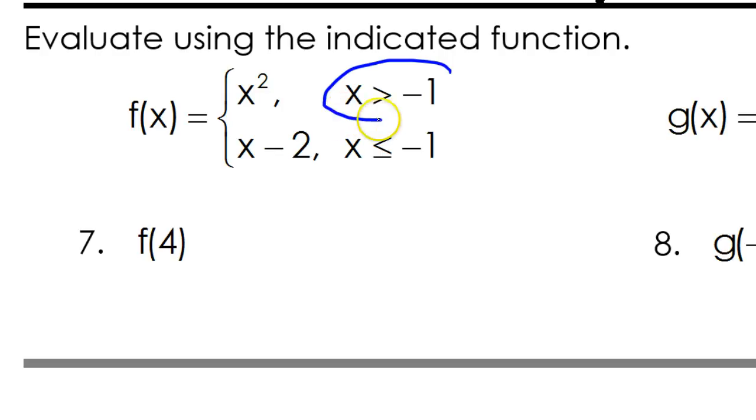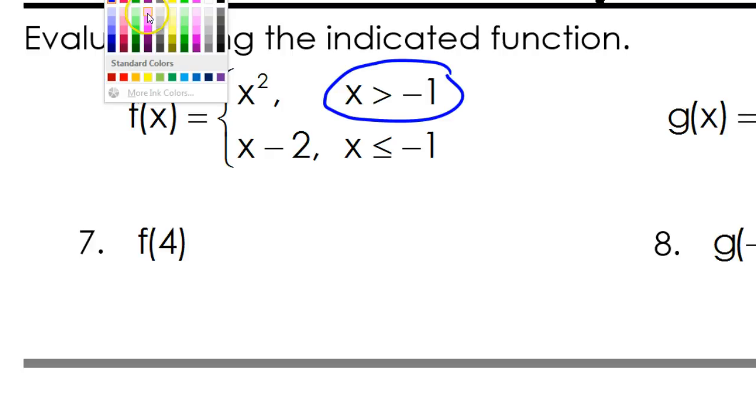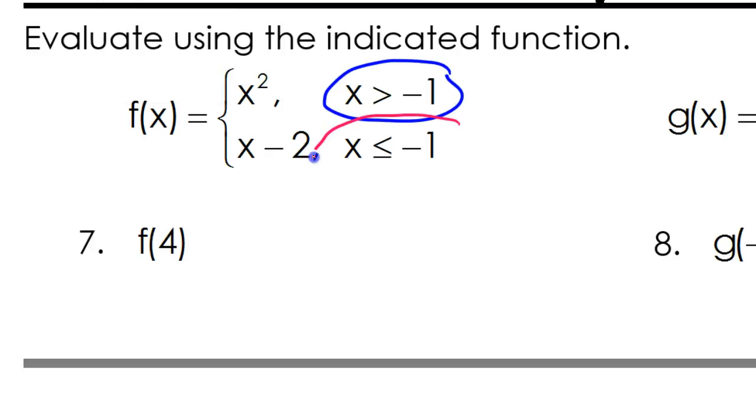This part of the function, all right, the domain of each piece tells you which parts you're going to use. Let me keep my colors matched up here. So if the x value is greater than -1, I'll use the top function. If the x value is less than or equal to -1, I'll use the bottom function. It's as simple as that.